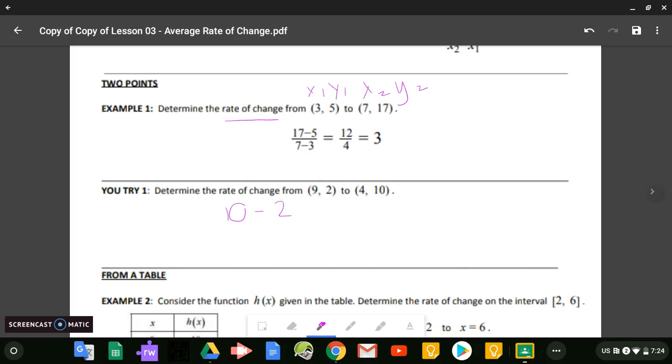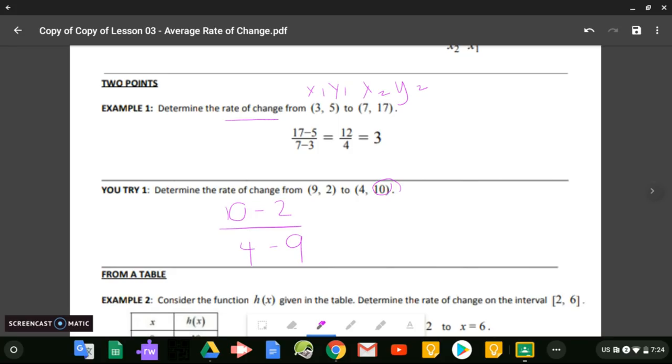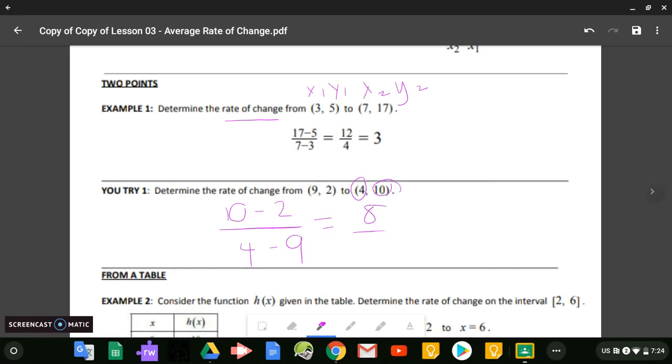Okay, at this point you've tried it and you're ready to check your answer. So you're taking the change in y over the change in x. So I'm taking the change in y over my change in x. I want to remind you guys that when you do this, you have to make sure that if this is the first y that I'm taking, then this is the first x that I'm taking. I take the difference. So my difference here is 8 over negative 5. So this has a negative rate of change. So it's a decreasing function.